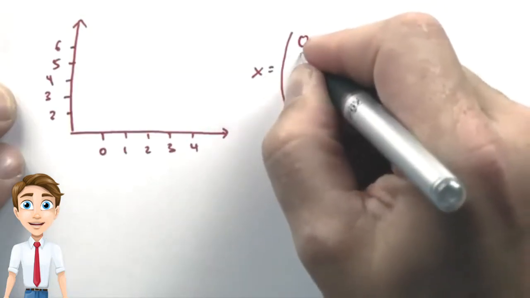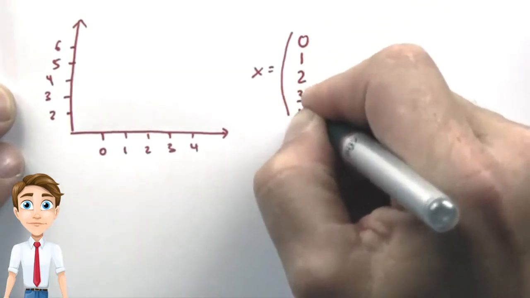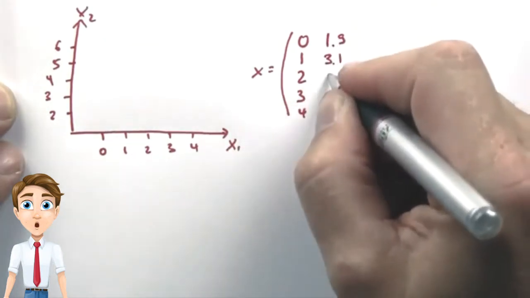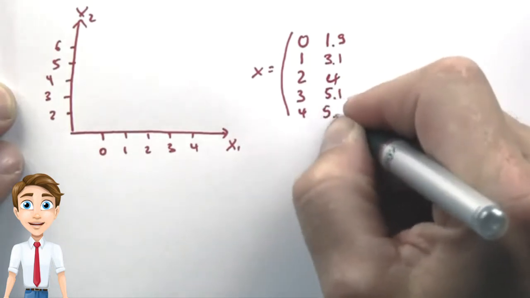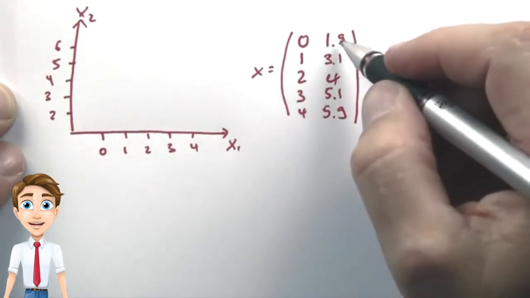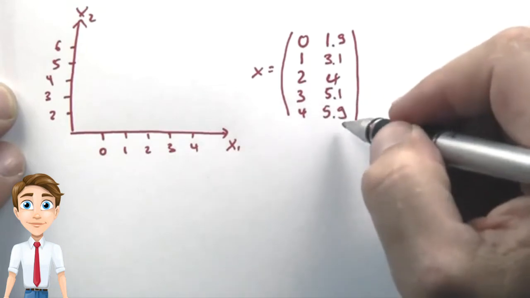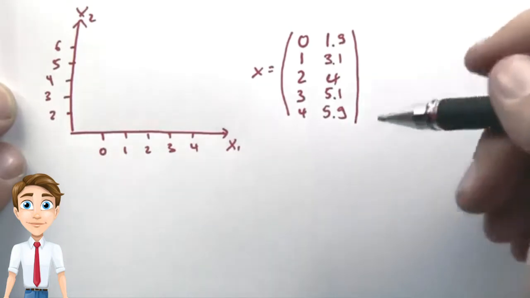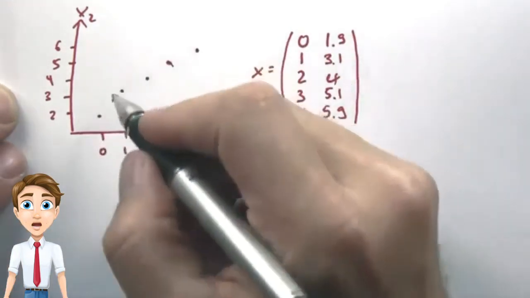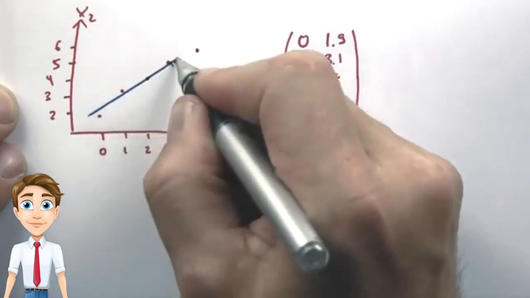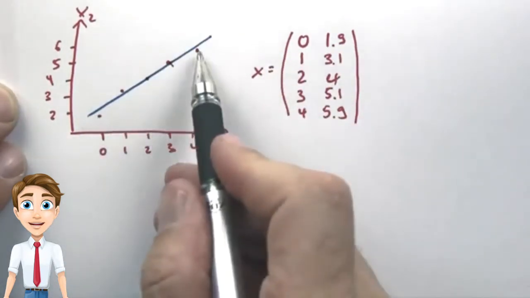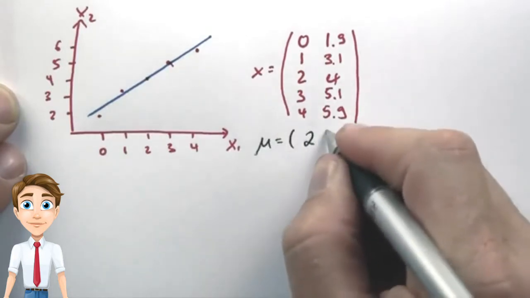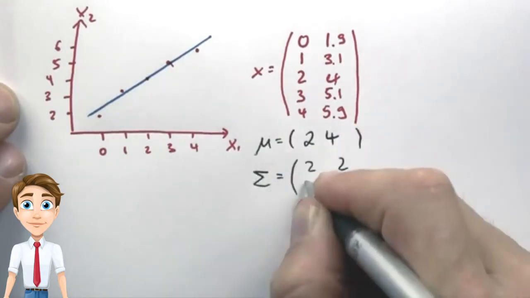Your x's are 0, 1, 2, 3, and 4 for x1, and 1.9, 3.1, 4, 5.1, and 5.9. These are essentially 2, 3, 4, 5, 6, but slightly modified to define actual variance over this dimension. If I draw this in here, what I get is a set of points that doesn't quite fit a line, but almost. There's a little arrow over here, a little arrow over here, and here and here. Now the mean is easily calculated. It's 2 and 4. The covariance matrix looks as follows.